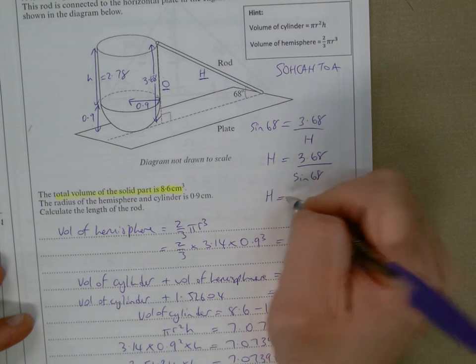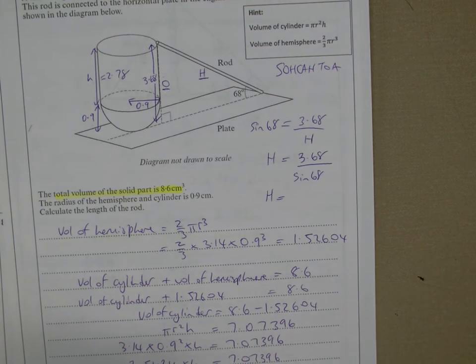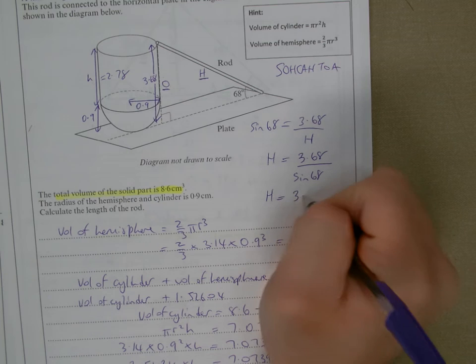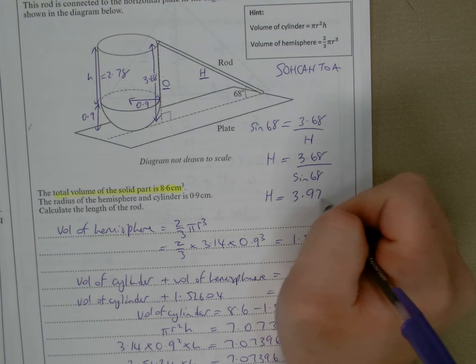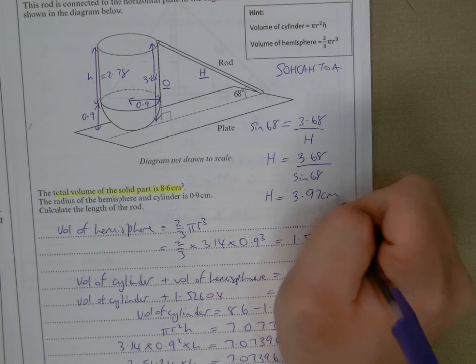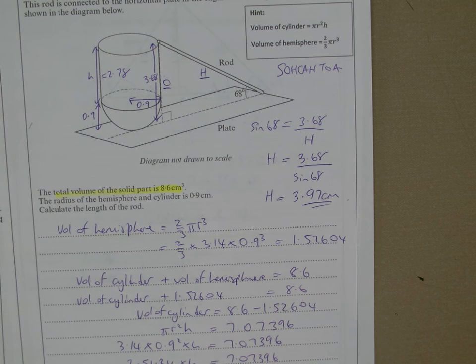So we get h to be 3.68 divided by sine 68, and that comes out to be 3.97 if I go for 2 decimal places. So that would be in centimetres. So practically 4 centimetres.